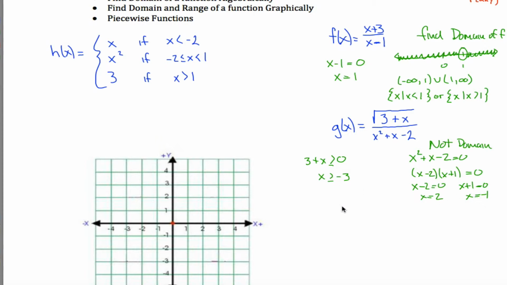So I kind of start out with everything greater than negative 3. I better draw a picture. Here's my number line. Here's negative 3. Here's negative 1. Here's 0.